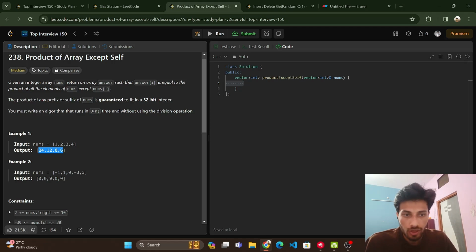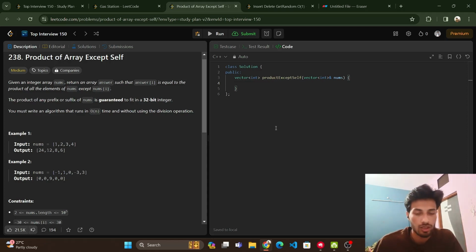There's one more line saying without using the division operation. It becomes very easy if we use the division operation, but it says we do not have to use it. This question is going to get solved by prefix and suffix. Most of us know what I'm talking about, but for those who don't, let me explain it to you.